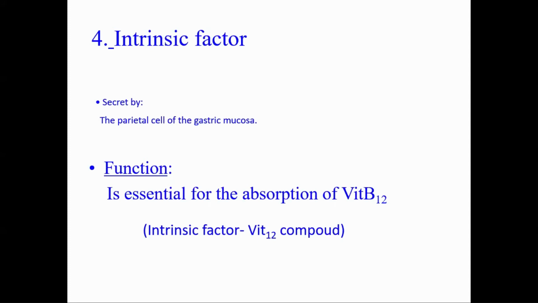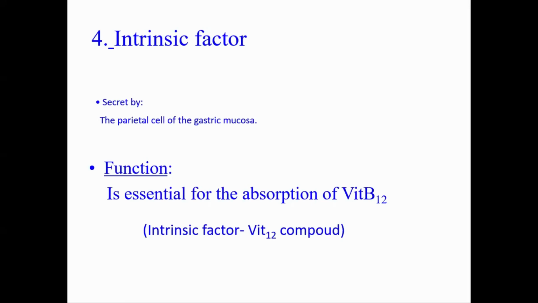Now here comes the intrinsic factor. It is secreted from which cell? Parietal cells. Parietal cells secrete hydrochloric acid and intrinsic factor. This intrinsic factor is essential for absorption of vitamin B12. If there is no intrinsic factor, then vitamin B12 will not be absorbed. If vitamin B12 is not absorbed, then the person suffers from pernicious anemia.